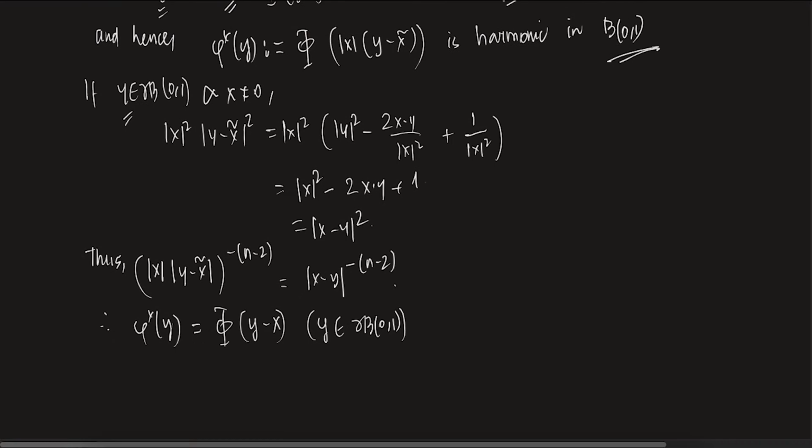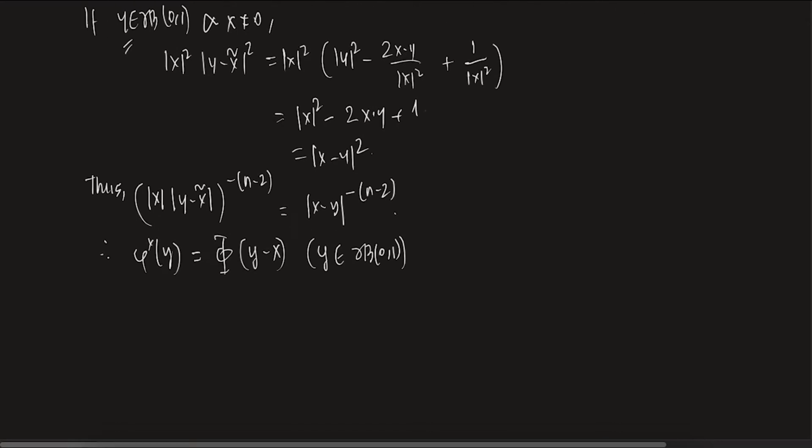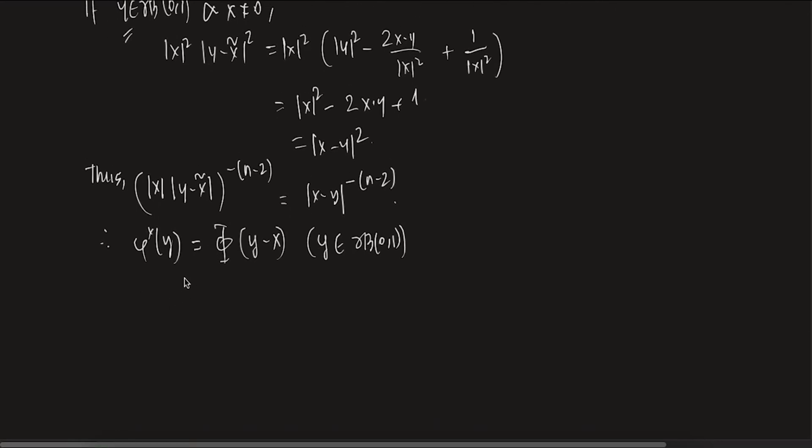So this phi x of y is defined by the fundamental solution at mod x times y minus x tilde, which is essentially this. That is why I wrote phi x of y like this. Clear? Okay. So consequently, this is happening.